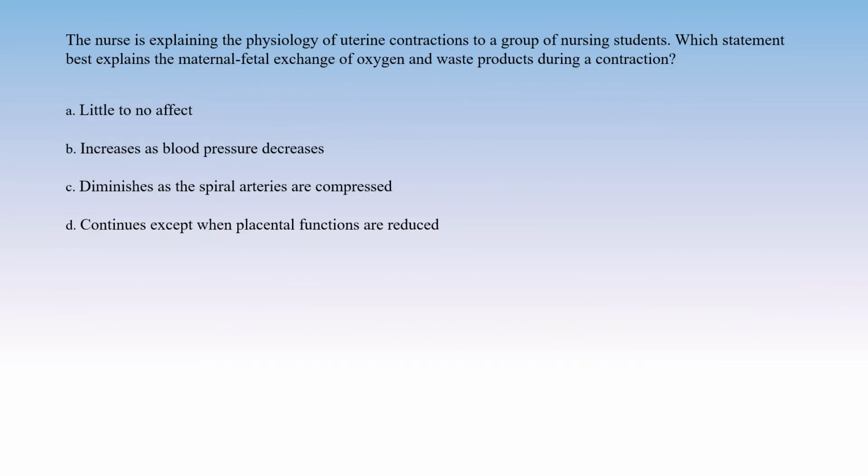The nurse is explaining the physiology of uterine contractions to a group of nursing students. Which statement best explains the maternal-fetal exchange of oxygen and waste products during a contraction? A. Little to no effect. B. Increases as blood pressure decreases. C. Diminishes as the spiral arteries are compressed. D. Continues except when placental functions are reduced.